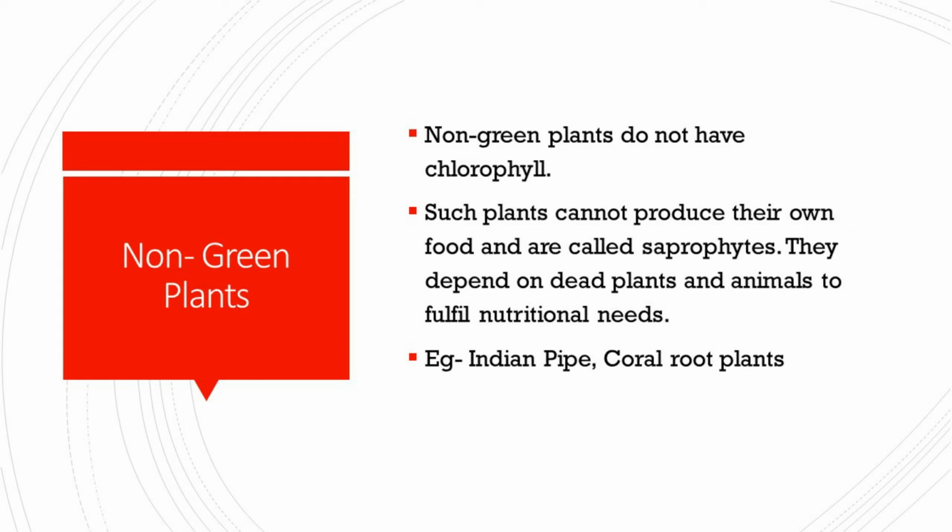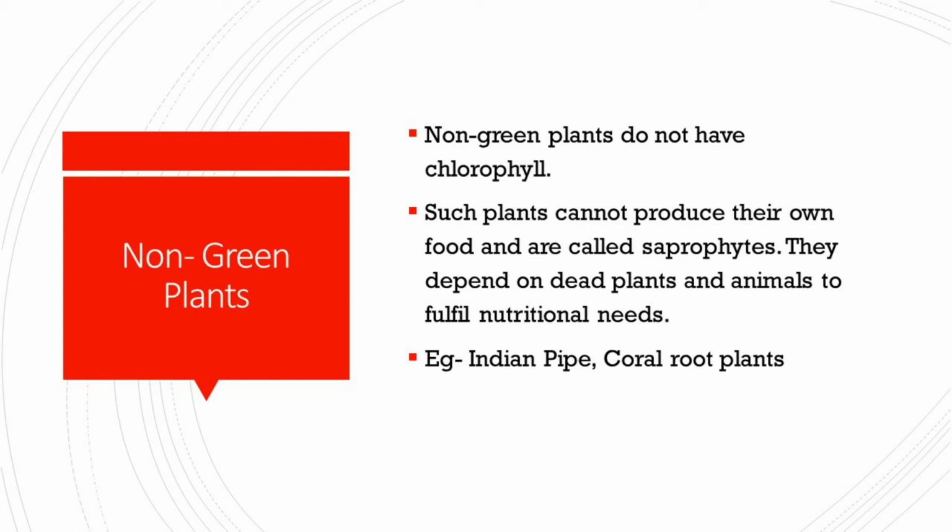Suppose log of wood is there, then mushrooms and other non-green plants grow on that in the rainy season. You must have seen they are non-green plants, and they grow and they take food from the log wood. So what happens in non-green plants? Non-green plants do not have chlorophyll. Such plants cannot produce their own food and are known as saprophytes.